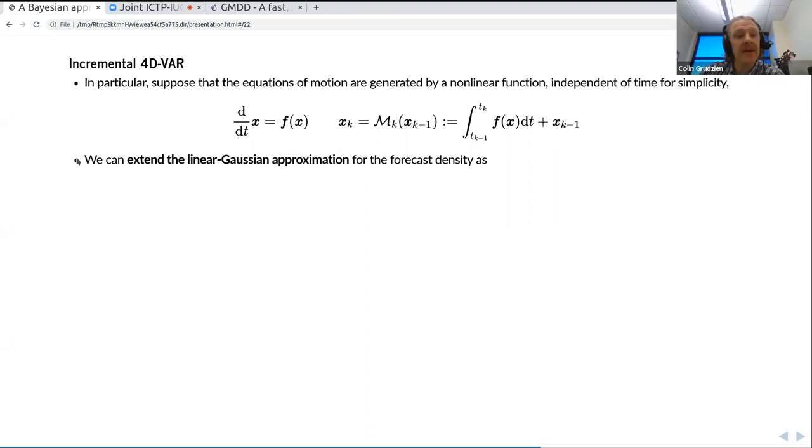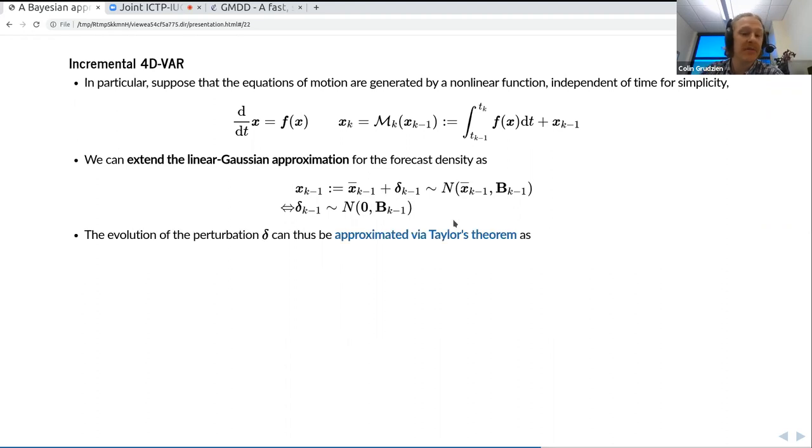So we can extend the linear Gaussian approximation for the forecast density if we view our model state at some time as a perturbation of our mean state, where this is Gaussian distributed, let's just assume, with this Gaussian mean and this background covariance, perturbed by this delta. If we demean this, subtracting off the mean, it's equivalent to say that this delta is a mean zero Gaussian with the same background covariance.